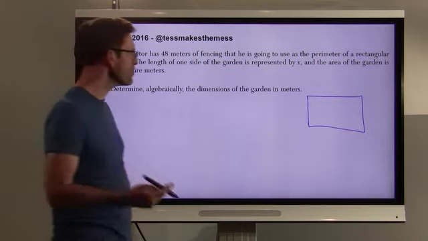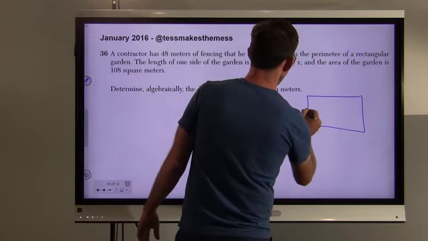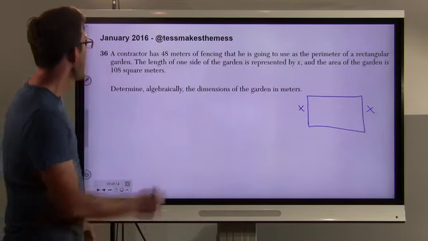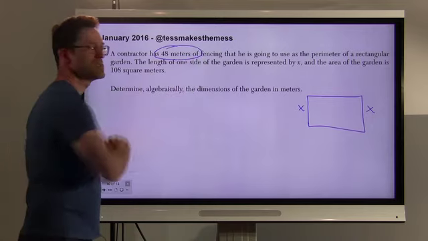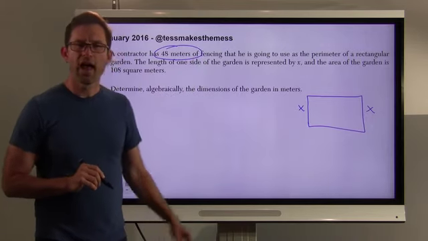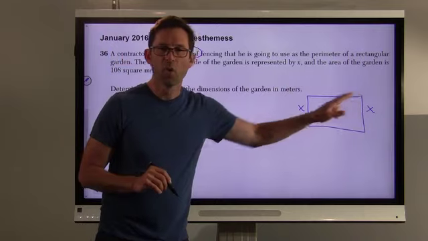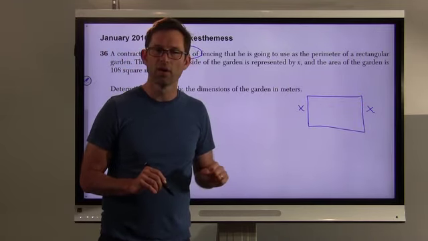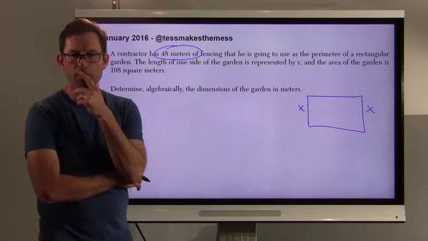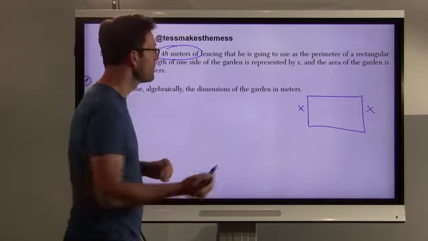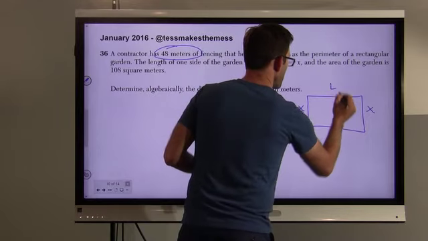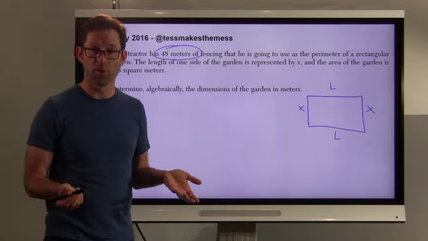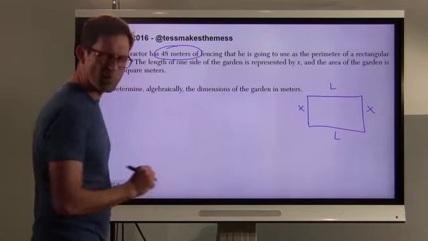All right. So what do we really have? Well, we've got x, and we've got x. And we've got this 48 meters of fencing, and that's got to go all the way around here. Now, what I don't know is what to put here. I could use another variable. Maybe even I'll do that for a second. Let me call it L for length. This is almost becoming what's called a systems problem at this point. But what do I really have?